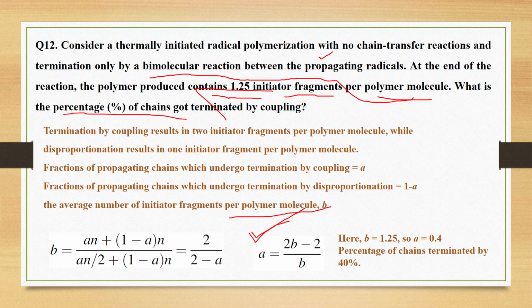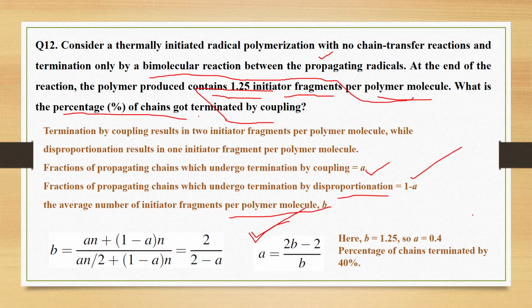Now in this case, it has asked what percentage is getting terminated by coupling. So you only have to determine A, but in case of an assignment or in the exam, be very careful. Sometimes it states what fraction of propagating chains are undergoing termination by disproportionation. So just don't stop at getting A. In that case, you have to determine 1 minus A. So read the final line. Otherwise, it is a very easy question, but read the final line whether it is asking for A or 1 minus A.